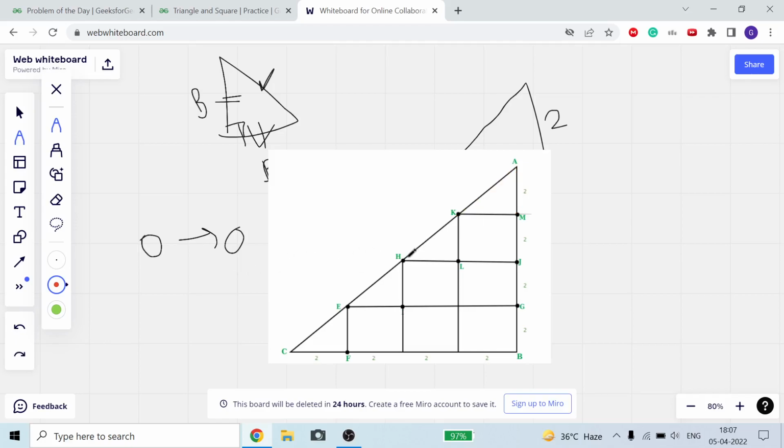Now we are given this triangle of size 4. In size 4 we can put just a single square box. Okay, so for size 2 it is 0, and for size 4 it is 1. This is just based on the diagram.